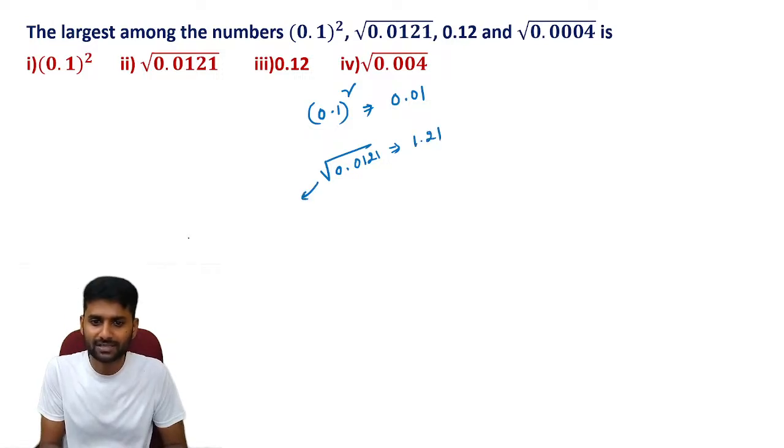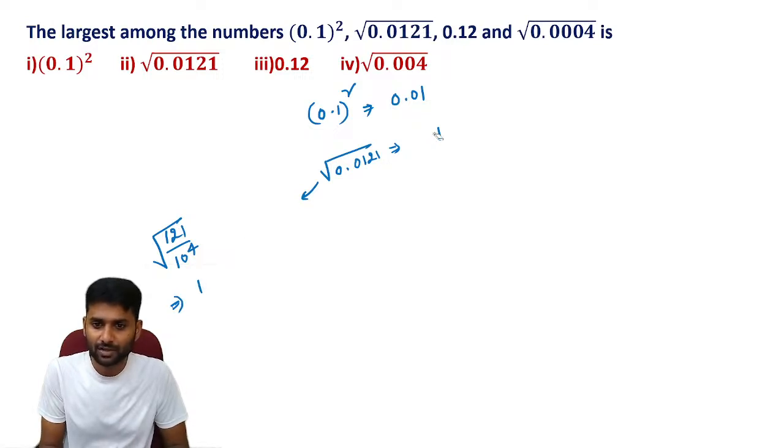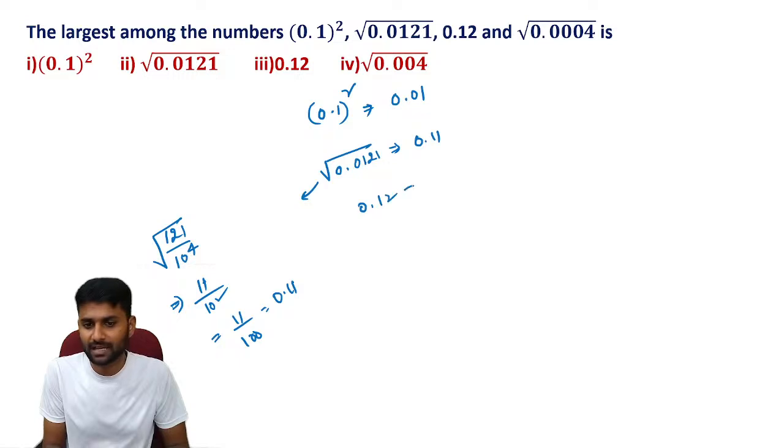Let me help you out in this case, guys. So can I take 121 divided by 10 power 4? Let's go through the further calculation. See, 121 is all about 11 square and 10 power 4 is all about 100 square. So 11 divided by 100 is equal to 0.11. Next, they have given a direct value. This is all about 0.12.